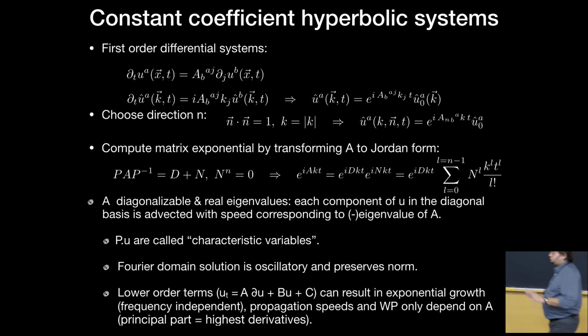All right. Now this was one equation. Now we go to systems. So now it's going to get ugly, because we get all kinds of indices and matrices and so on.